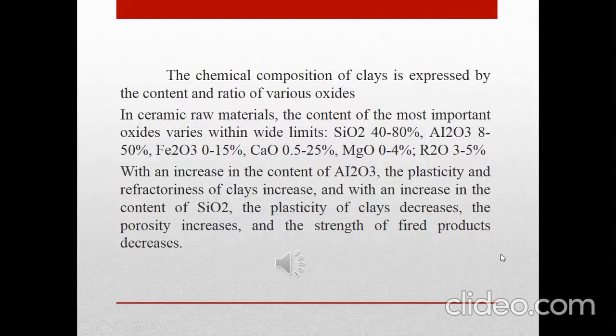The chemical composition of clays is expressed by the content and ratio of various oxides in ceramic raw materials. The content of the most important oxides varies within wide limits: SiO2 40–80, Al2O3 8–50, CaO 0–15, Fe2O3 0.5–25, and MgO 0.4 or 3.5. With an increase in the content of Al2O3, the plasticity and refractoriness of clays increase. And with an increase in the content of CaO, the plasticity of clays decreases, the porosity increases, and the strength of fired products decreases.